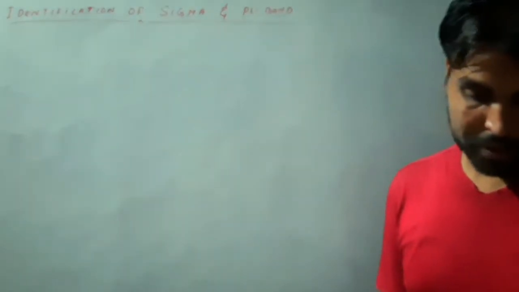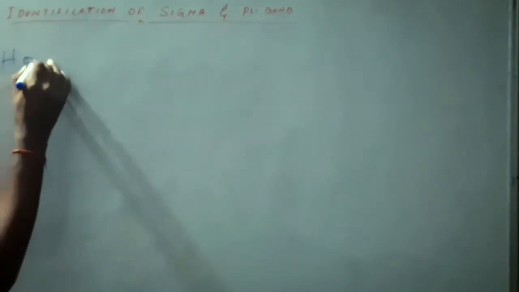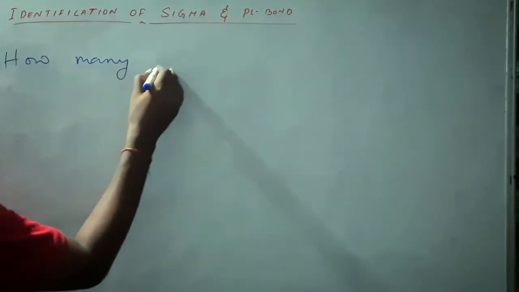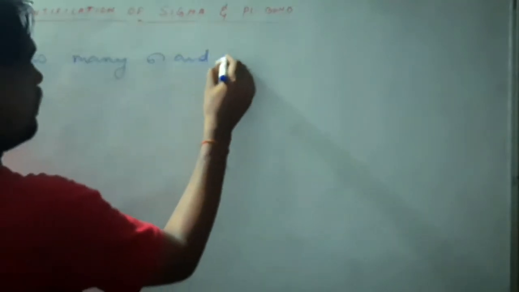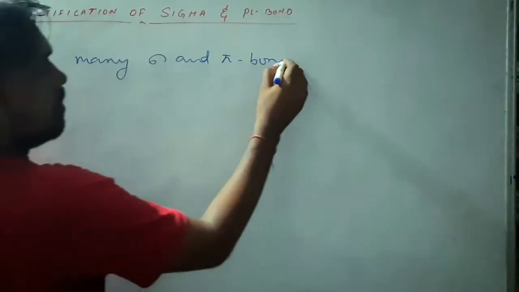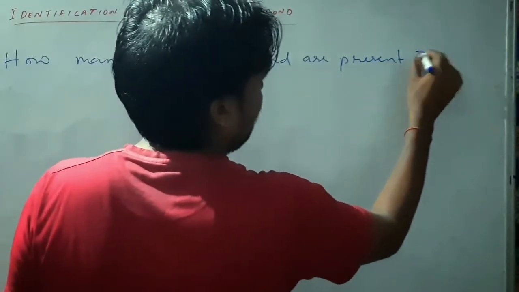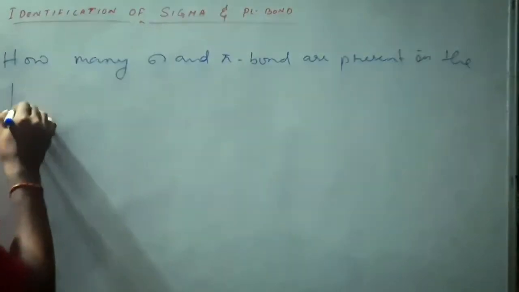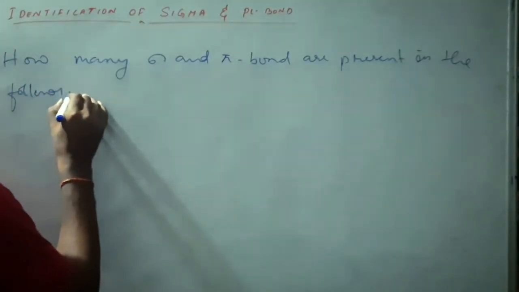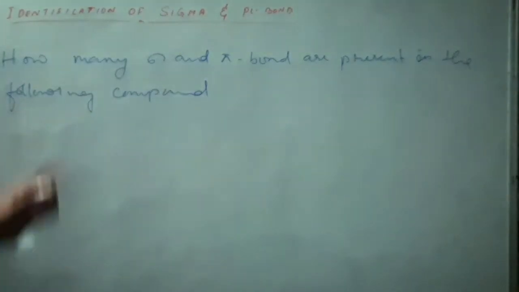Now let's switch on to the questions. Our next question is, how many sigma and pi bonds are present in the following molecules? So the question is, how many sigma and pi bonds are present in the following compound? Okay, question is very clear. How many sigma and pi bonds are present in the following compound?